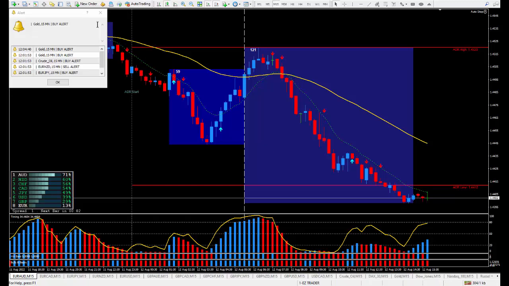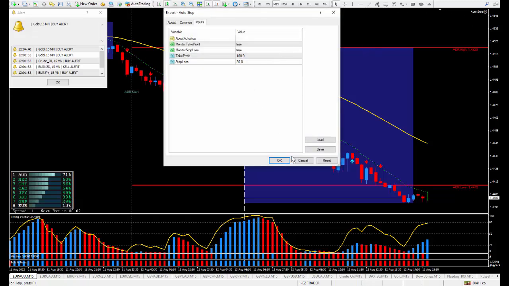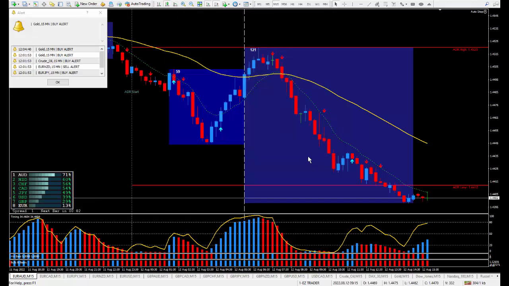And if you want all these alerts and pop-ups and everything, you can just turn the auto trading on. And of course I have it set on default of 30 pips stop loss, 100 pip take profit. You can adjust that, whatever you adjust it to, press OK, and don't forget to save the template.